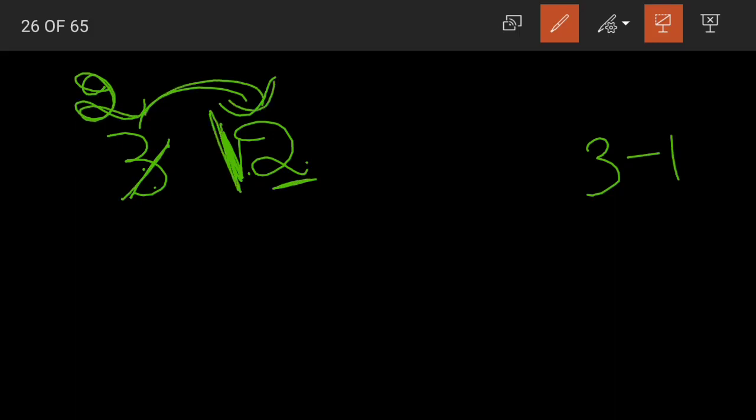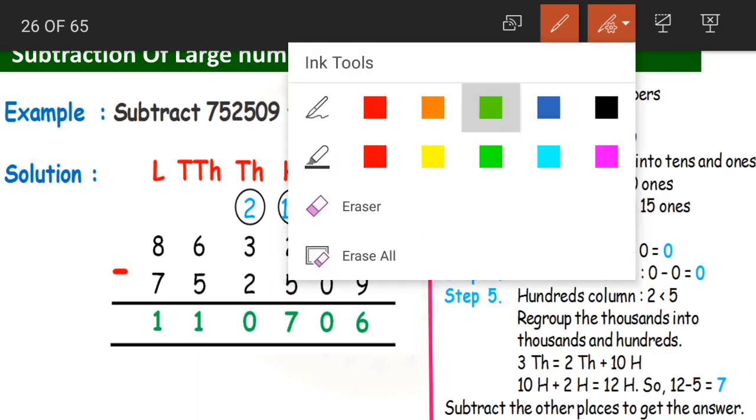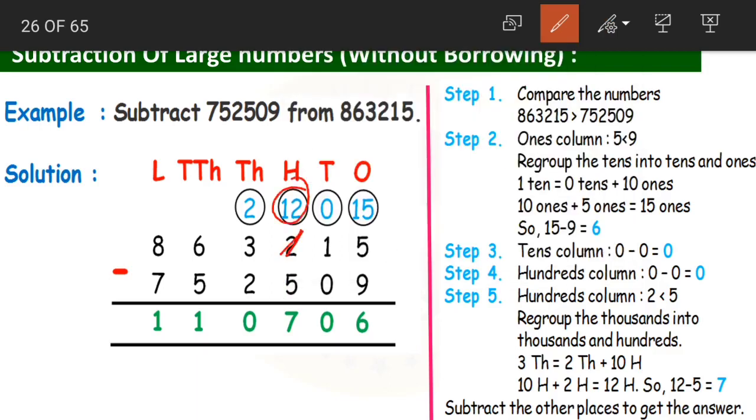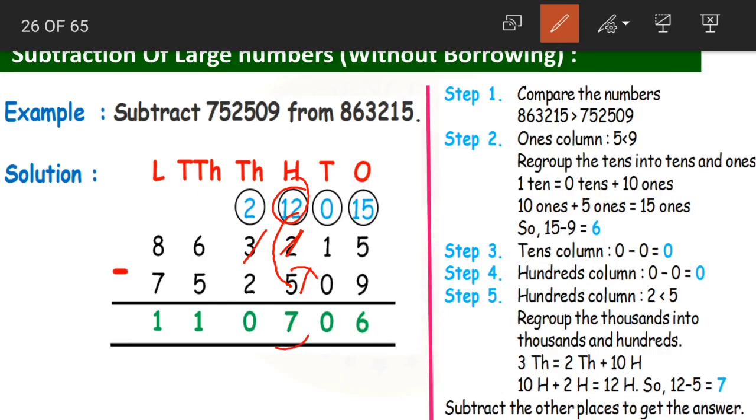Yes, children, 1 we have placed here. 2 becomes 12 and from 3 we have removed 1. 3 becomes 2. Now 12 minus 5. 12 minus 5 is what? Again, we do not have 12 fingers. So let us start counting from 5. 6, 7, 8, 9, 10, 11, 12. How many fingers? 1, 2, 3, 4, 5, 6 and 7. Yes, 7 fingers. So 7 is our answer.